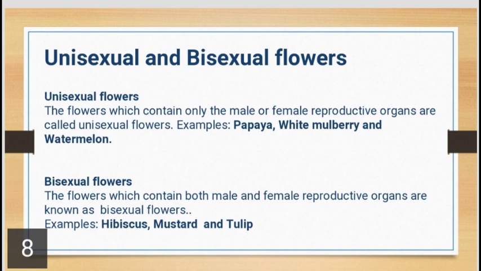Unisexual and bisexual flowers. Flowers which contain only the male or female reproductive organs are called unisexual flowers. Examples: papaya, white mulberry, and watermelon. Flowers which contain both male and female reproductive organs are known as bisexual flowers. Examples: hibiscus, mustard, and tulip.